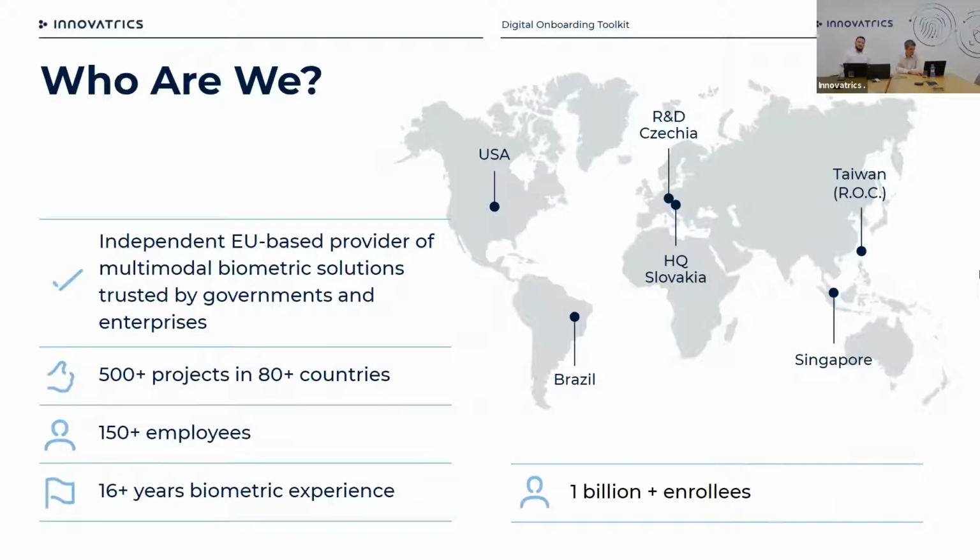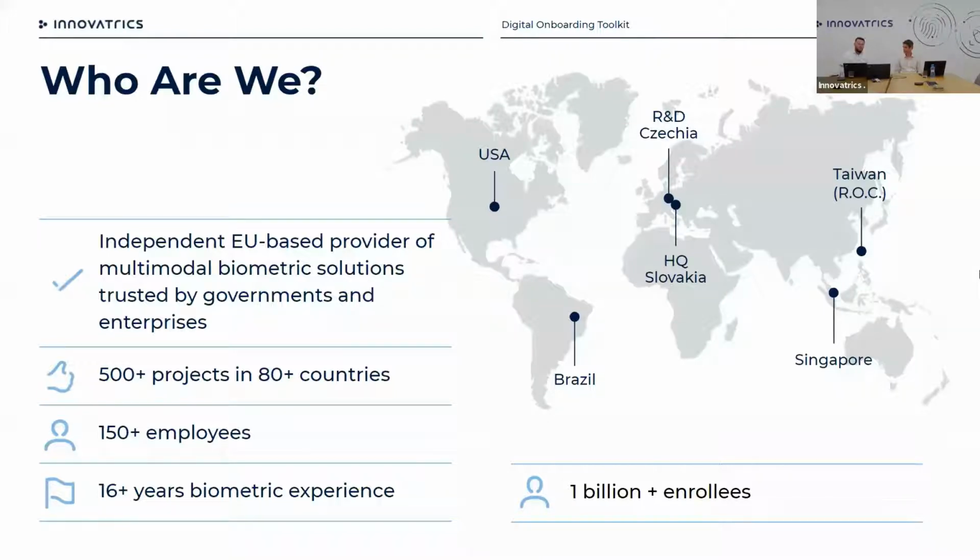Just one slide in terms of background about Innovatrix. You may be familiar with us, you may not be. We're a biometric technology company based here in Bratislava in Slovakia. We've been around since 2004. We started out, of course, with fingerprint biometrics and then moved in recent years into face, iris biometrics, and also things like optical character recognition algorithms.